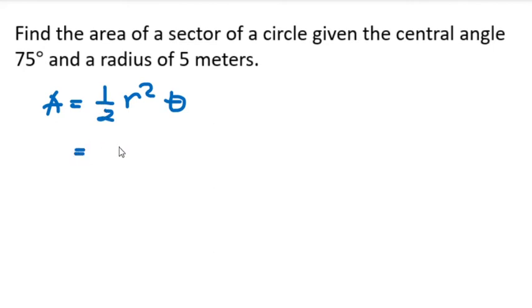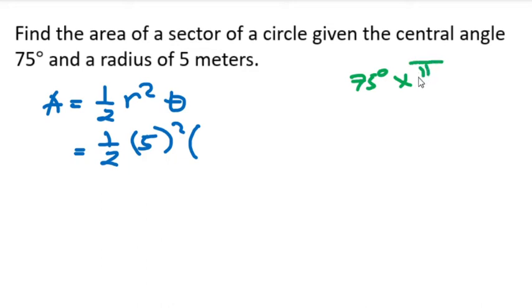So, ano ba yung radius natin? Ang radius na given is 5 meters. 5 squared times yung angle measurement natin 75 degrees. Since naka-degree ulit yung ating angle measurement, ang gagawin natin dyan ay i-express muna natin si 75 degrees into a radian measure. So, we need to multiply it by pi over 180 degrees, and then cancel both the degrees.